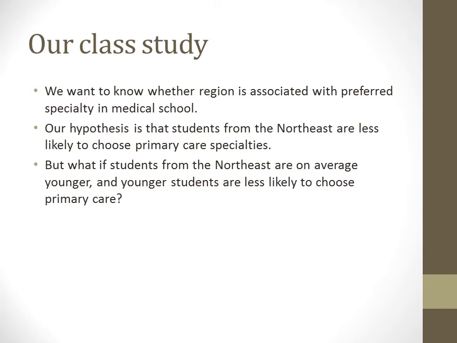But what if it's true, for example, say that students from the Northeast are on average younger? They're more likely to go straight from college to medical school, whereas students from other parts of the country are more likely to have done something else in the meantime. That may or may not be true, but suppose it's true. And what if it's true that younger students are less likely to choose primary care? The other way to say it is people with more life experience are more likely to choose a primary care specialty. So in that case, age could potentially confound the relationship between the Northeast and not going into primary care.